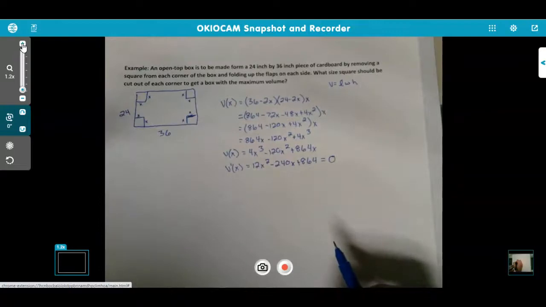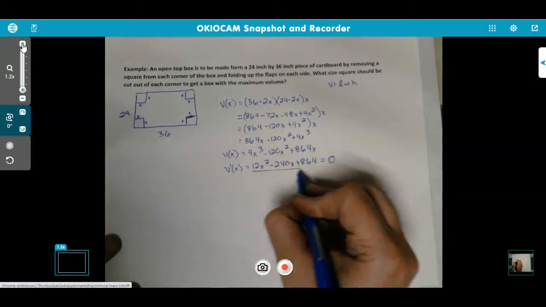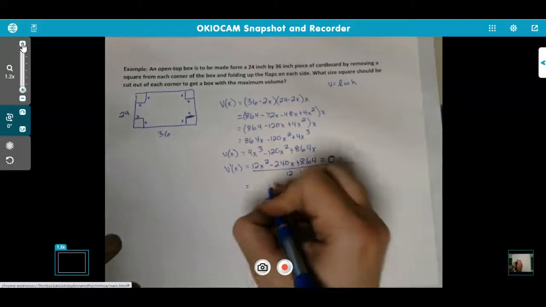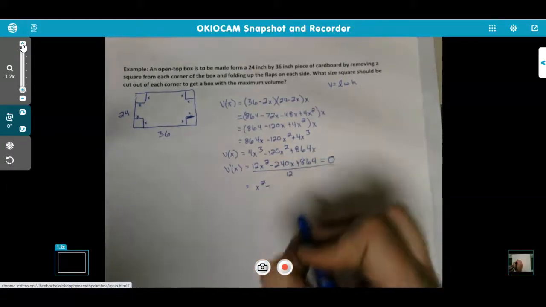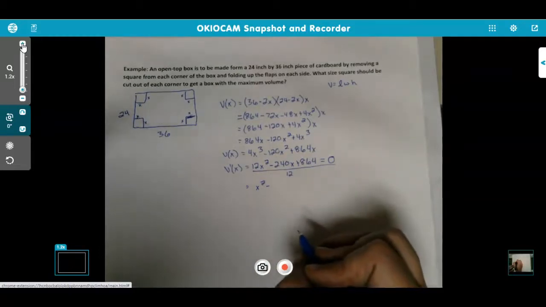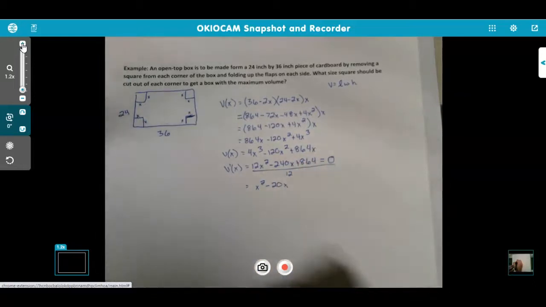I believe all of these are divisible by 12. Yes, so since all of these are divisible by 12, let's just divide it by 12. 12x squared over 12 is just 1x squared. Negative 240x over 12 is negative 20. Sorry, I've been doing a lot of math, so mental math right now is impossible. Yeah, negative 20x. 864 over 12 is 72.